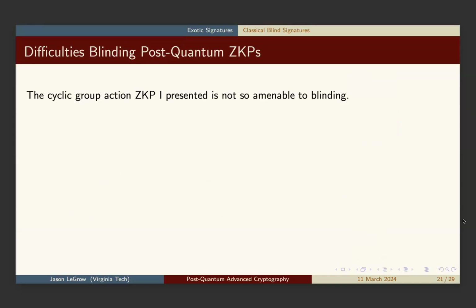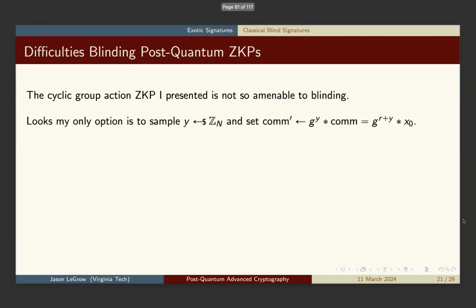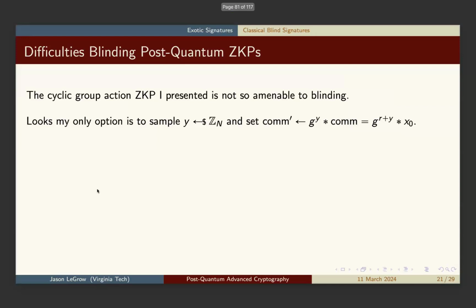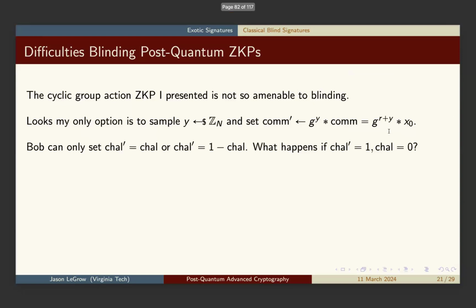And so this cyclic group action zero-knowledge proof, this is the standard one used in isogeny-based cryptography, is not super amenable to blinding. The reason is that if I want to blind my commitment, that's what Bob should be doing over here. You've got to blind the commitment. The only thing it seems like you can do is act another group element on it, right? So he chooses an exponent and computes g to the y, his new exponent, acting on the commitment. So suppose that's what he does. So his blind commitment is g to the r plus y acting on x naught.